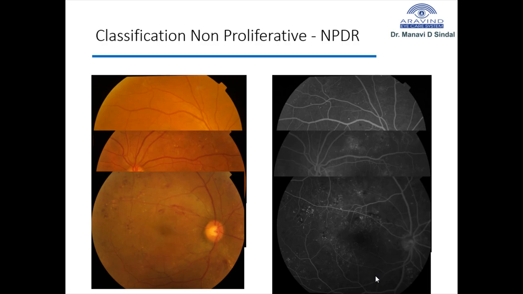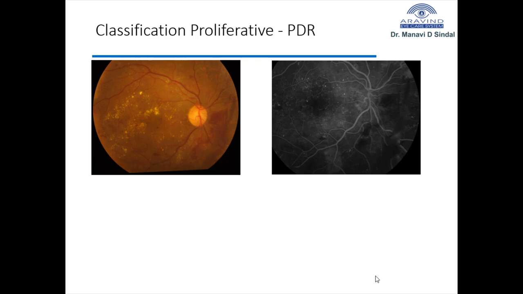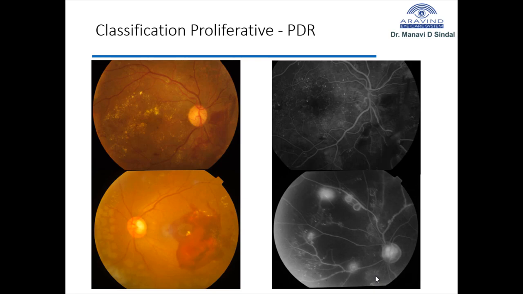If you look at proliferative, this is where you have new blood vessels forming. These new blood vessels have ruptured here and there's a little bit of hemorrhage, which you can see in the angiogram also. And this is another large hemorrhage in the macula. And this is an angiogram of a patient where these bright spots here are the new blood vessels, and these dark areas over here are where the entire capillary perfusion in this eye has been lost.